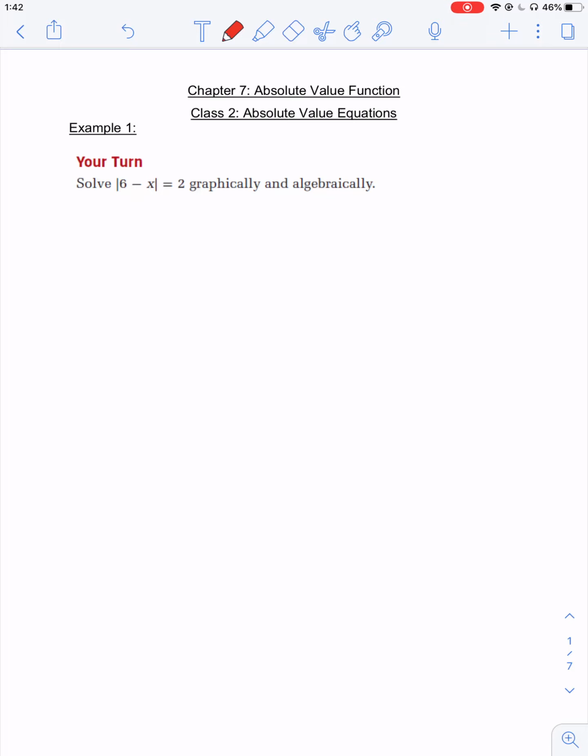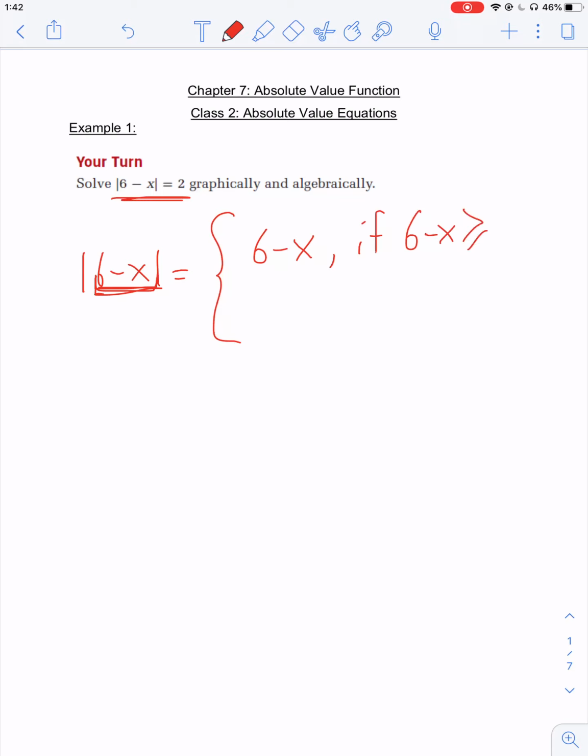So in this case, I need to solve for this equation. The first thing you need to do is write your absolute value, and now split this into two cases. The first case will be whatever is inside your absolute value stays the same. So you're going to have 6 minus x, and this will be true if whatever you have inside your absolute value is positive. In other words, if 6 minus x is greater than or equal to 0. If the stuff inside your absolute value is positive, then the absolute value will do nothing to it. You'll get the same thing back.